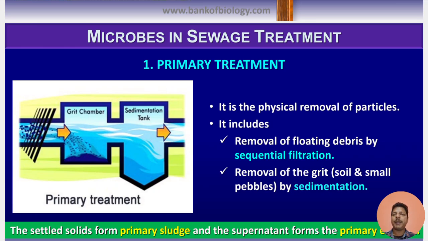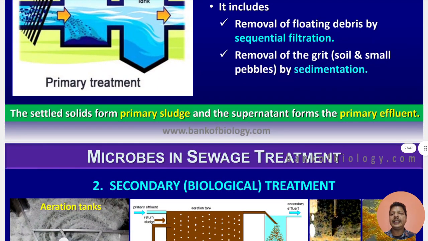It is the physical removal of particles. First of all, it includes removal of floating debris by sequential filtration. This is called sequential filtration. Removal of the grit, soil and small pebbles by sedimentation. Here you can see sediments are present. The settled solids form primary sludge and the supernatant forms the primary effluent.